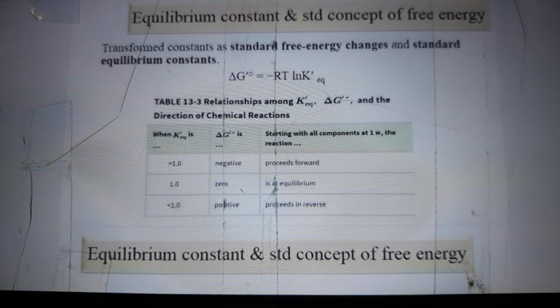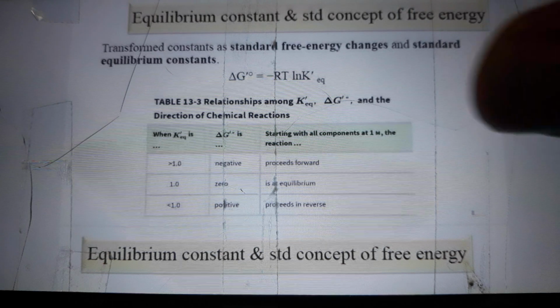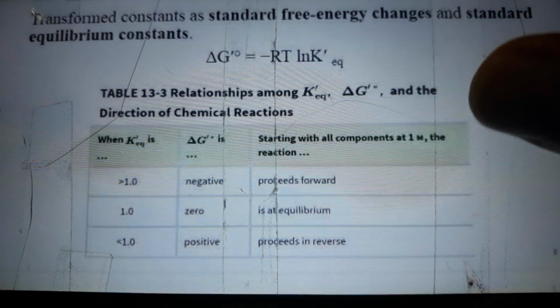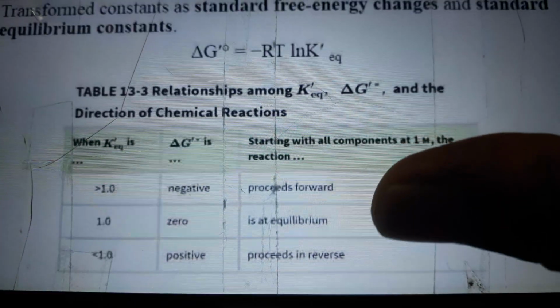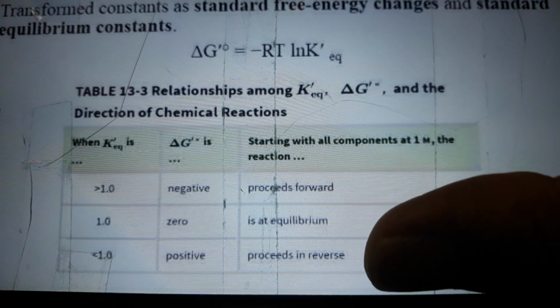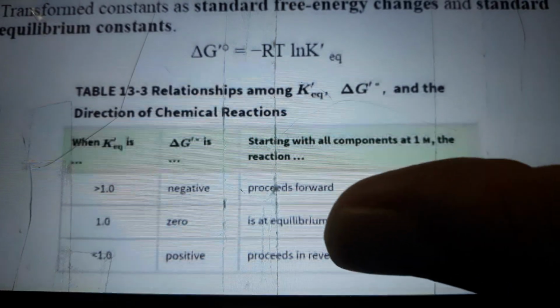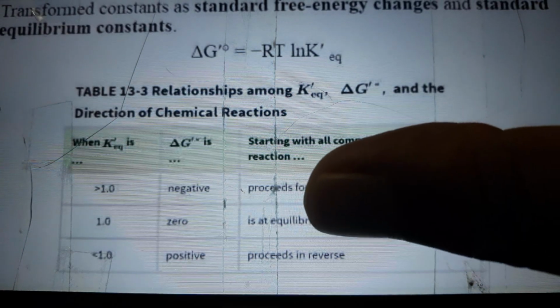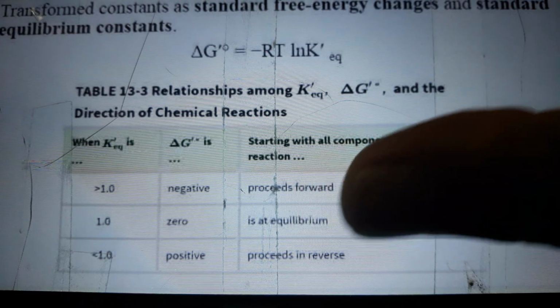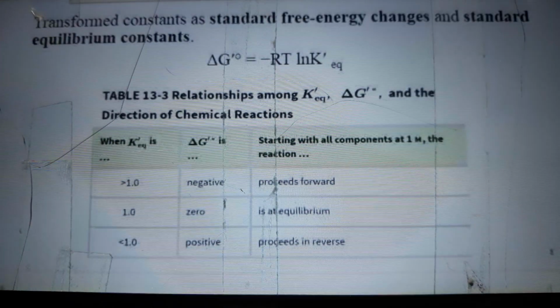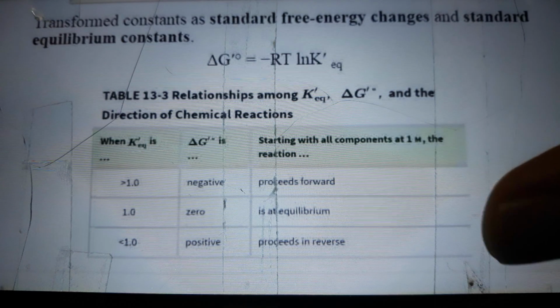Equilibrium constant and standard free energy. Standard free energy changes and the standard equilibrium constant are related: delta G naught is equal to minus RT ln Keq, where R is the gas constant. And a table of relationships between Keq, delta G, and the directions of chemical reactions.